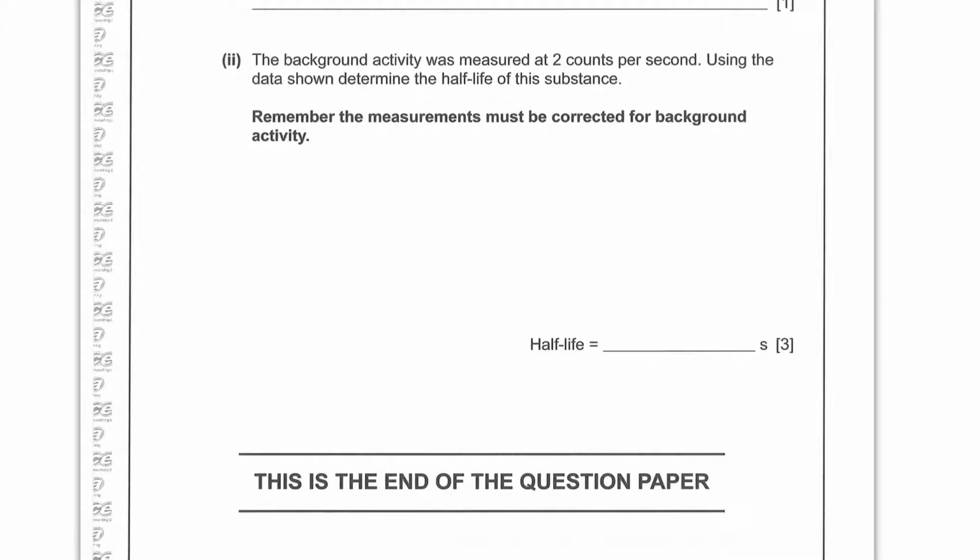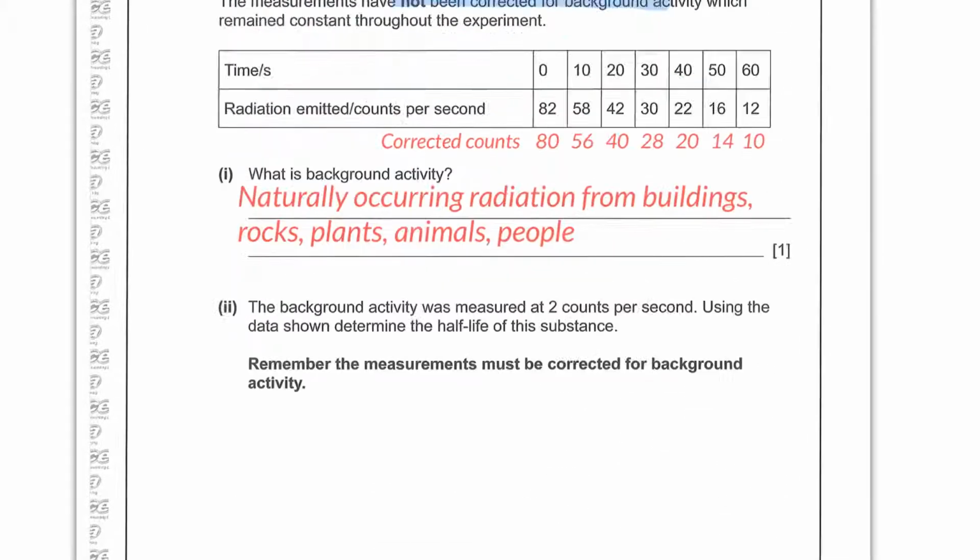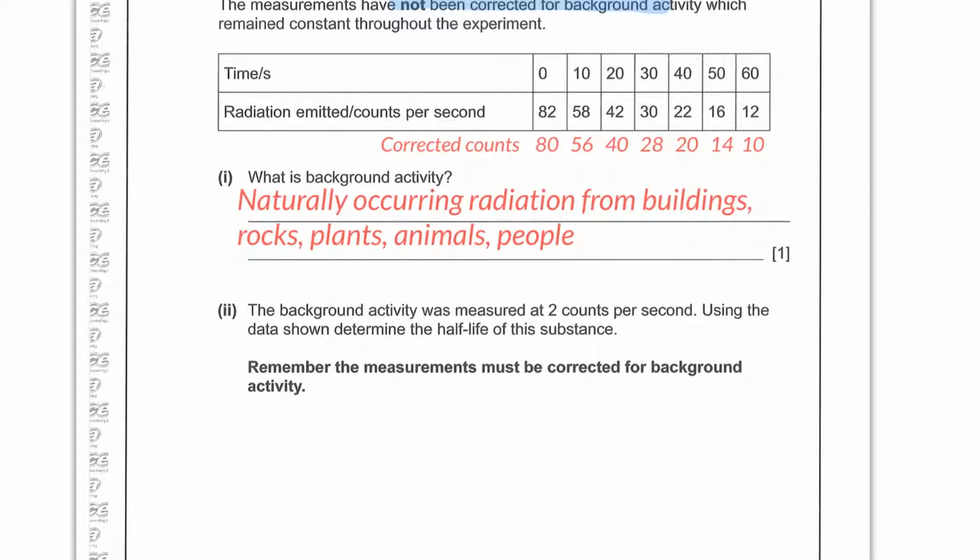The background activity was measured at 2 counts per second. Using the data shown, determine the half-life of this substance. Remember, the measurements must be corrected for background activity. So first things first is that you need to write in a set of values for corrected counts. Okay, so taking 2 off all of these counts because that's what the background was. So 82 becomes 80, 58 becomes 56, etc., etc.